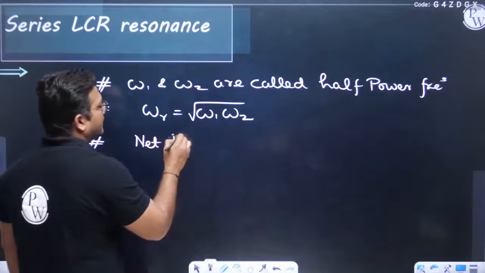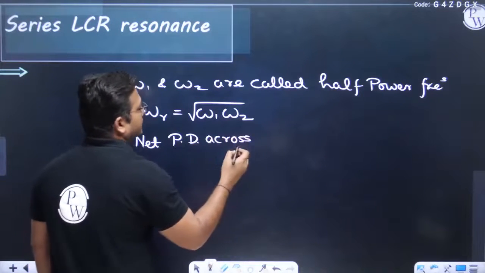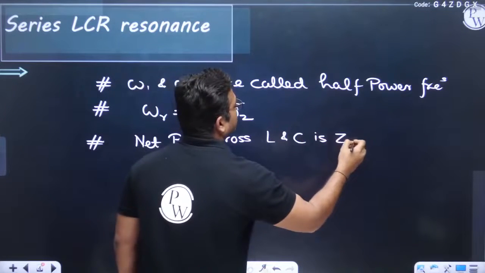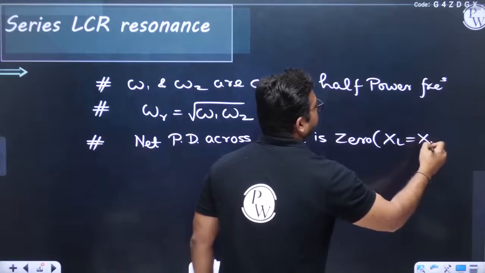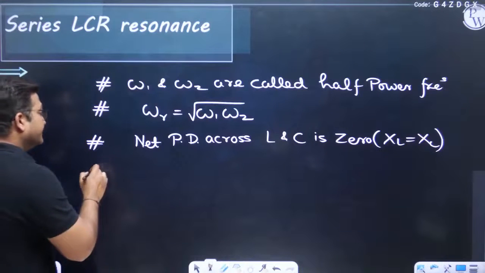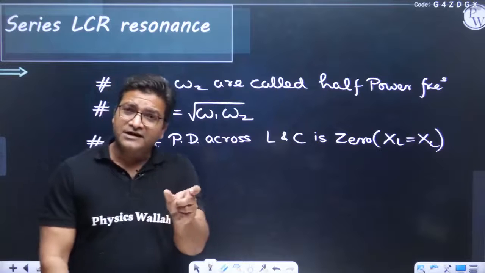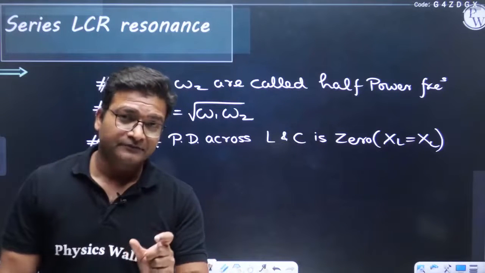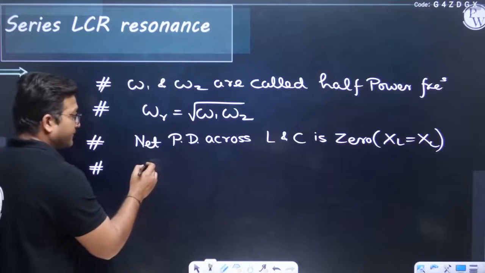Net potential difference across L and C is 0. As XL equals XC, therefore VL also equals VC. Okay. In this case, the potential difference across the inductor divided by the potential difference across the resistor is called the quality factor of the circuit, represented by Q.